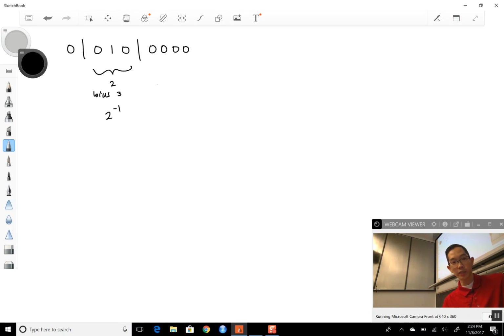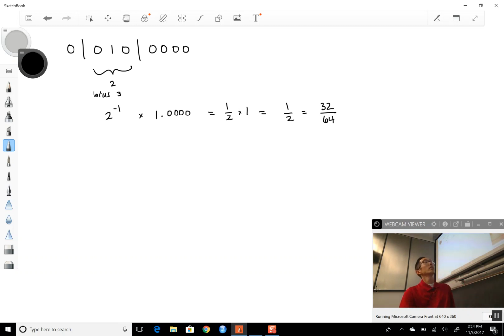So this is 2 to the negative 1 times 1.0000, and we have 1/2 times 1, so we have 1/2. And this is 32/64. Okay. What will the next number be equivalent to? So if I increment the next value, okay, the next value in our system would be 0100001, okay? Is this going to be 33/64, or what will it be?